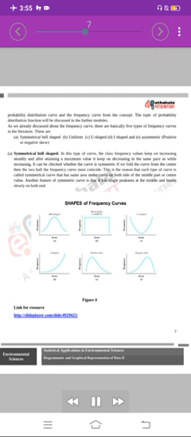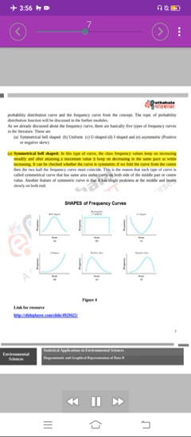probability distribution curve and the frequency curve from the concept. The topic of probability distribution function will be discussed in the further modules. As we already discussed the frequency curve, there are basically 5 types of frequency curves in the literature. These are: A, symmetrical bell-shaped; B, uniform; C, U-shaped; D, J-shaped; and E, asymmetric, positive or negative skew.